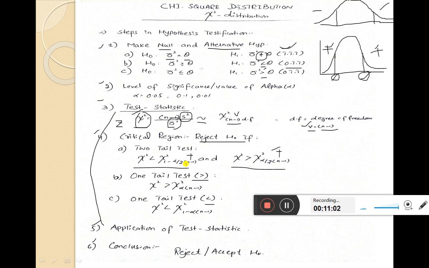So here we will compare our calculated chi with the tabulated chi. If my calculated chi is less than this limit and greater than this limit, we will reject H0. If my calculated chi is greater than this limit, I will reject H0. And I will reject H0 if my calculated chi is less than this lower limit. Therefore, the conclusion is that we have to reject H0.